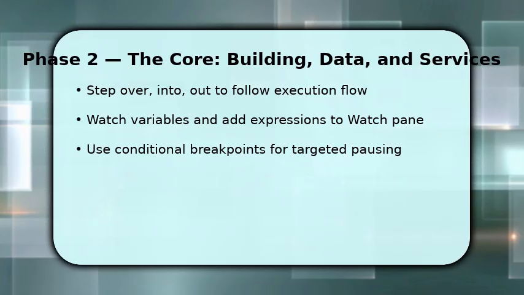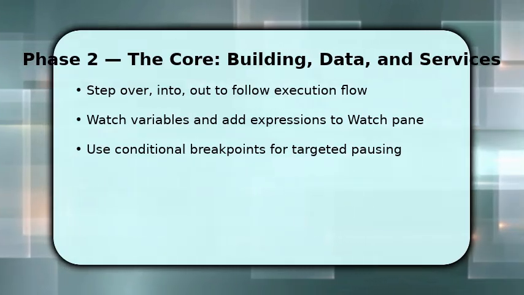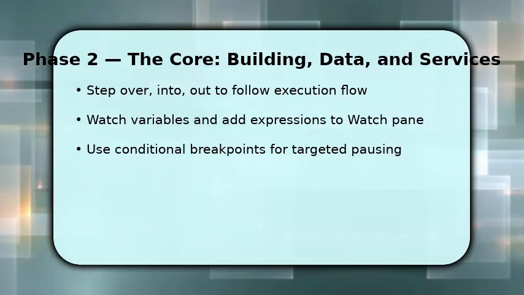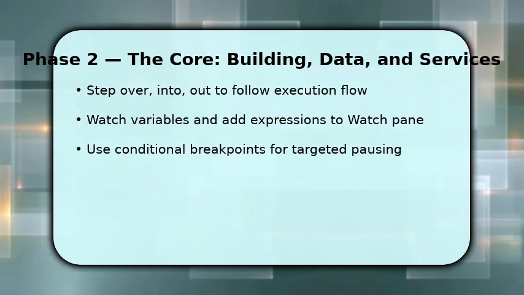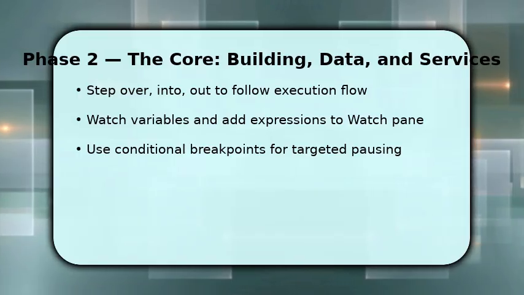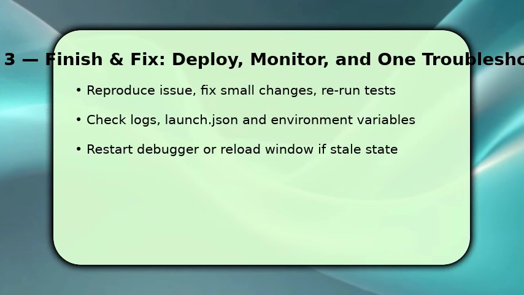If loops or repeated failures occur, set a conditional breakpoint so you stop only when a variable meets a condition. This reduces noise and reveals the precise state that leads to the bug, so you can reason about fixes. Finish by reproducing the issue and applying a small, verifiable change. Then rerun the same debug session to confirm behavior.